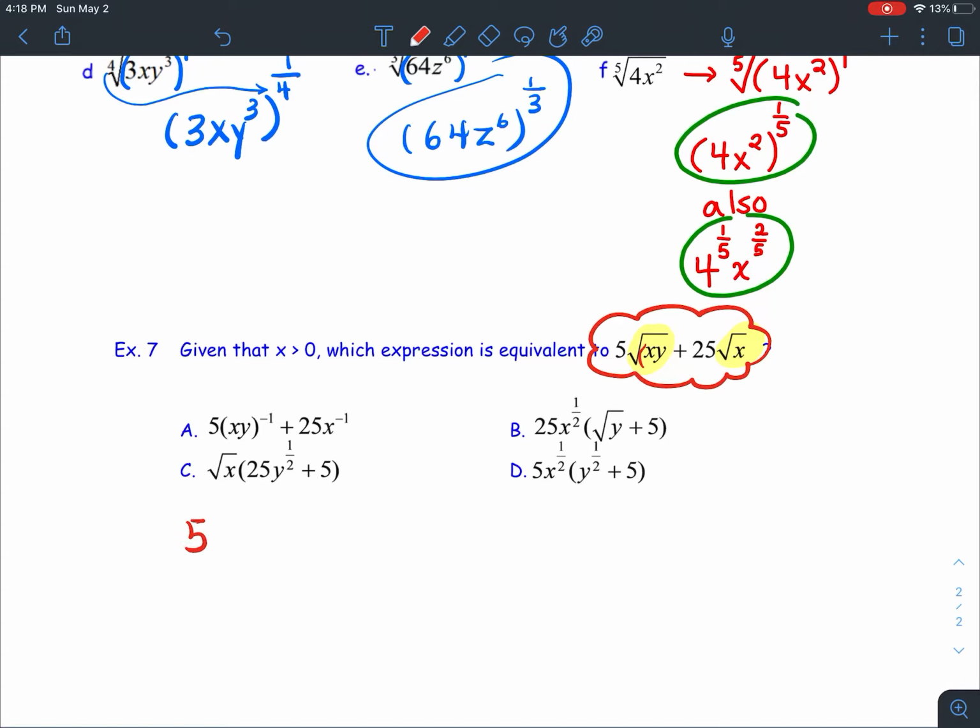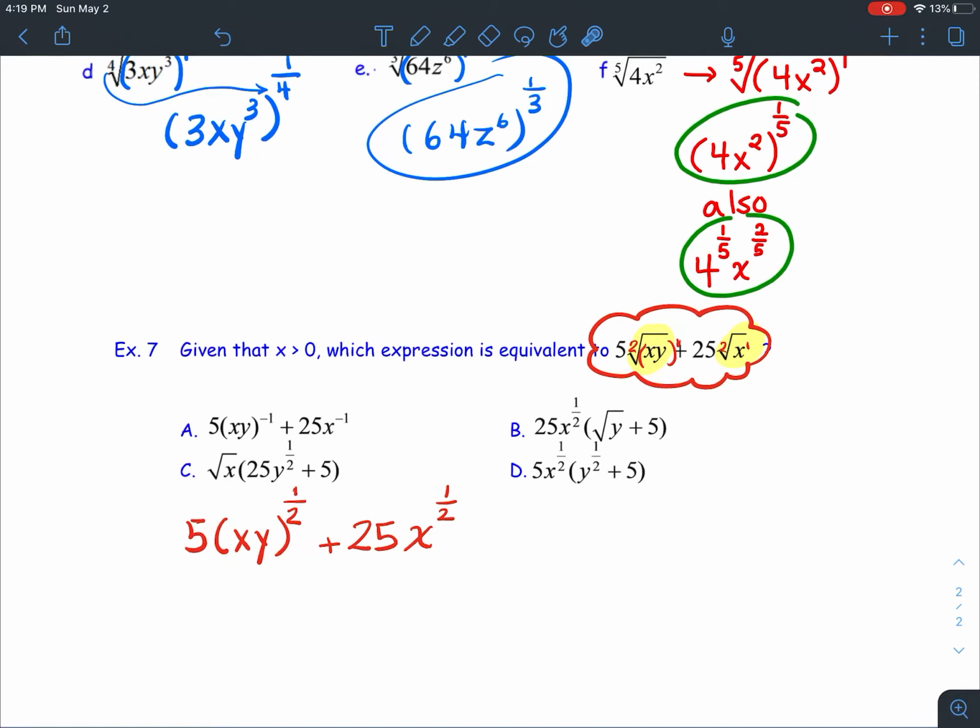We're going to take this xy to the first power. So I'm going to put that in parentheses, xy. I'm going to write it as a fractional exponent to the 1/2 power because this is a square root. Okay, over here I've got my 25, same thing. This x right here is going to be written as x to the 1/2 power. Okay, I'm just going to do a quick glance. I don't see any of these answers yet looking like what I have here.